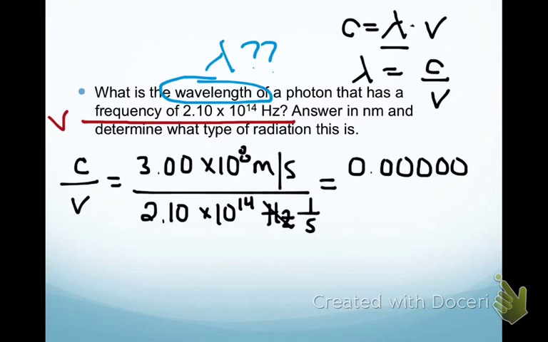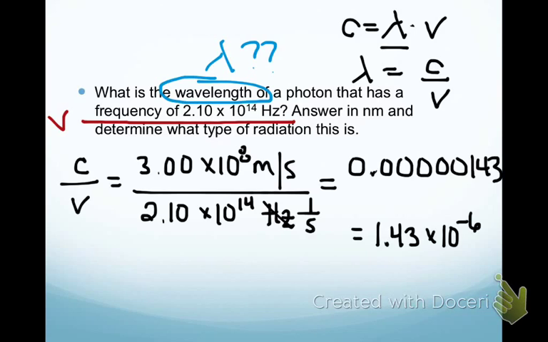0.00000, and I'm going to round this right away. I'm going to say 143. So I do not want to leave my answer like this. This is too small of a number. It doesn't read well as a visual, and so I'm going to put this into scientific notation. This scientific notation number is 1.43 times 10 to the negative 6.